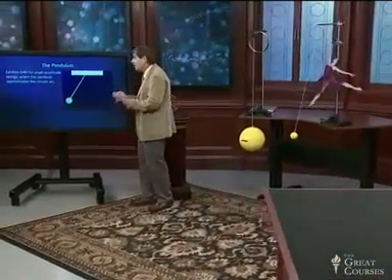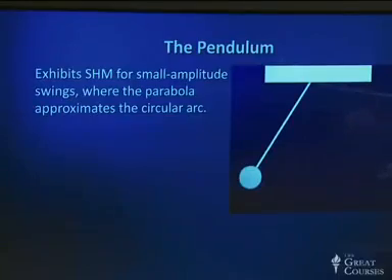So the pendulum exhibits simple harmonic motion for small amplitude swings. And I want to emphasize that. If I really swung that pendulum way out, it would no longer be simple harmonic motion. It would be more complicated motion, and its period would no longer be independent of its amplitude.